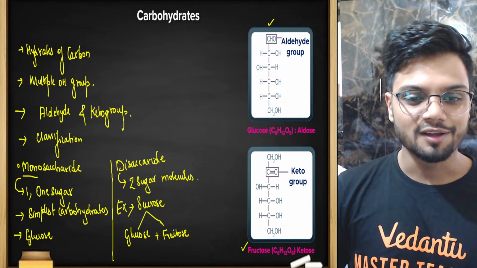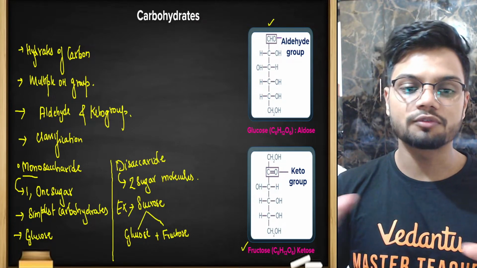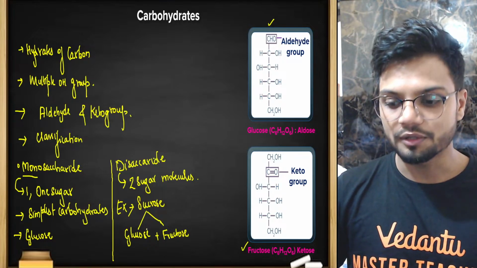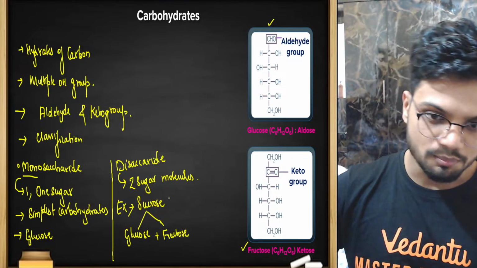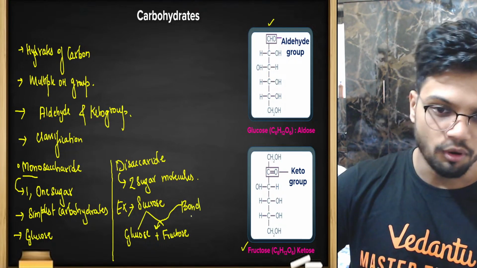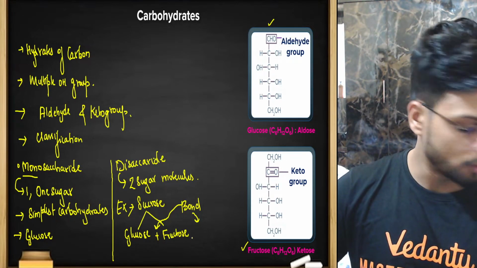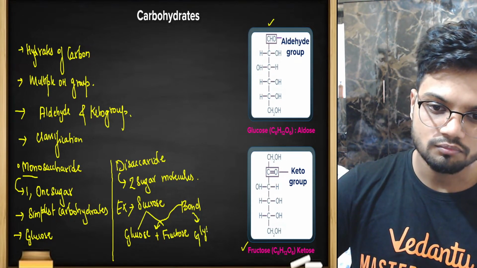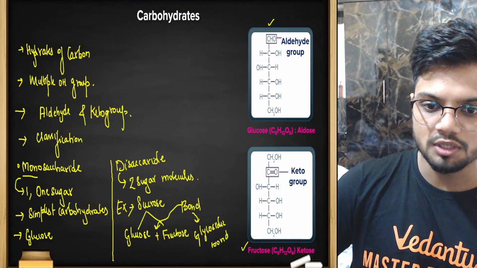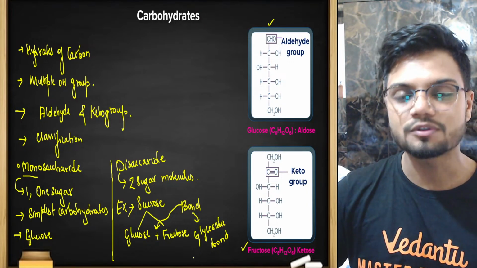Now you will ask me, sir, how are they attaching? How can I tell glucose is forming a bond with fructose? Are we adding some glue there? No, students, there is no glue here, but there is a bond formation between them. The bond is called the glycosidic bond. The glycosidic bond is present between the two monosaccharides.